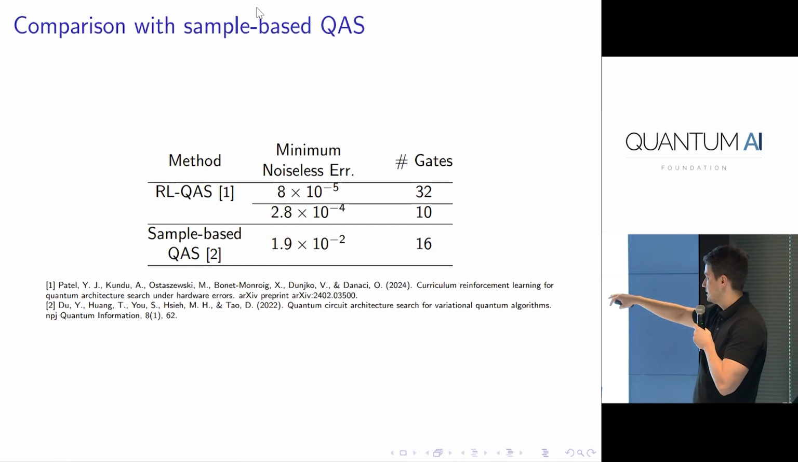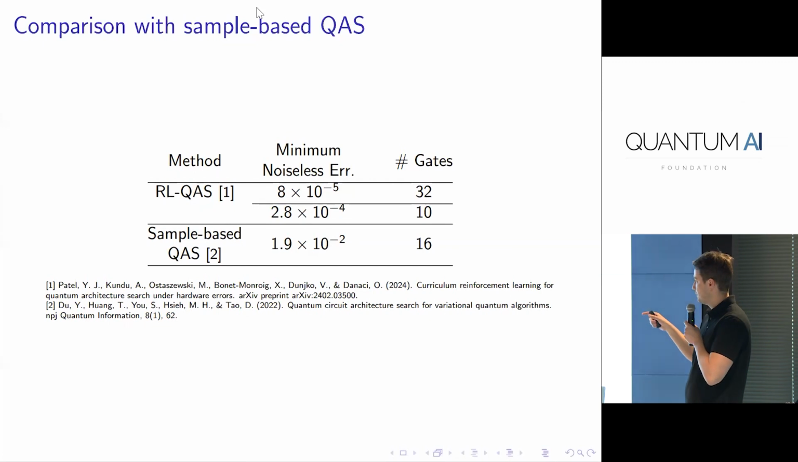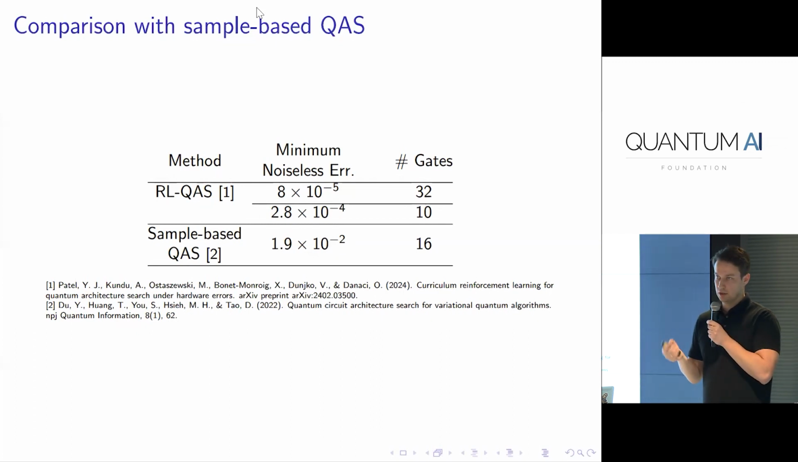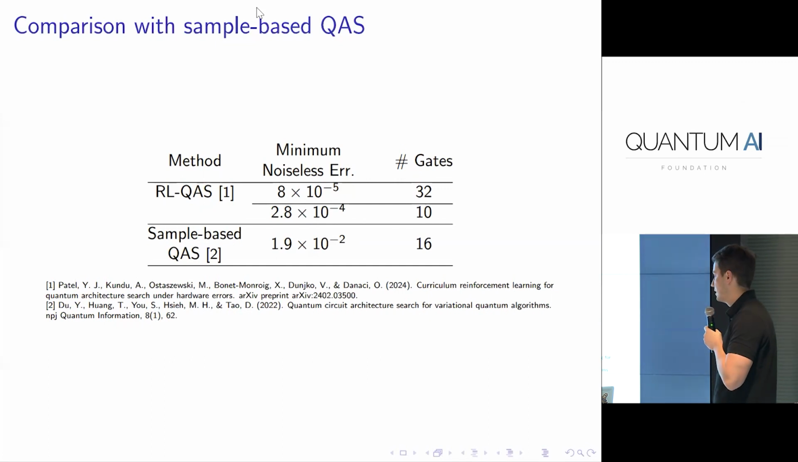In our case, the best energy, this first row, unfortunately has 32 gates. But if we try to find, among all the circuits that the agent proposed, those which are below chemical accuracy, and pick the shortest circuit, we are able to pass chemical accuracy with 10 gates, right? So we have better results in this setup.